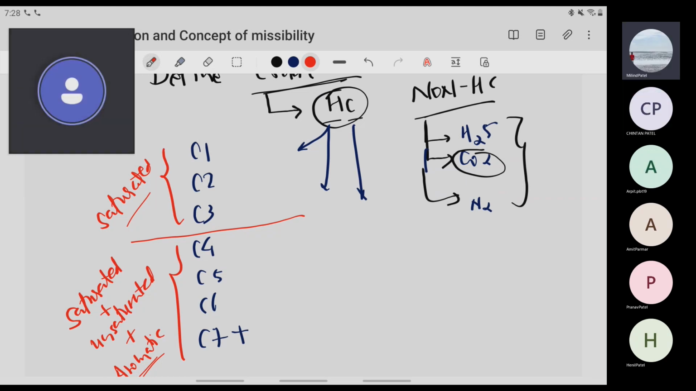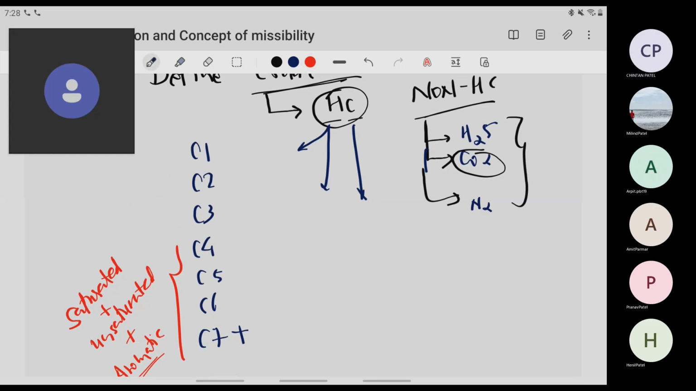Saturated means single bond carbon chain, and unsaturated means double bond. Sorry, saturated is not the proper term for these two. Okay, C1, C2, and C3. Is it possible to have a double bond with C3 also? This is also possible.